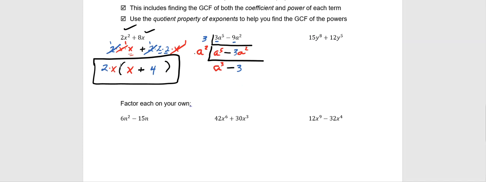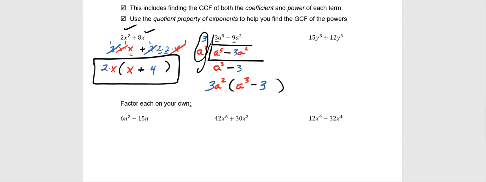Now, if we remember about greatest common factor, that's made up of the product of these two terms. So that's going to be the outside. That's going to give me 3a squared. And remaining in a binomial should be what's at the very bottom of our cake, a to the third minus 3.